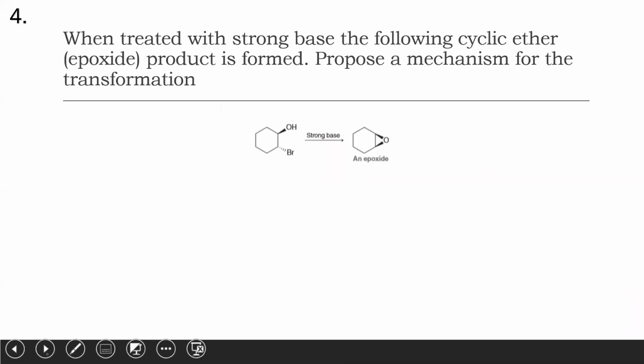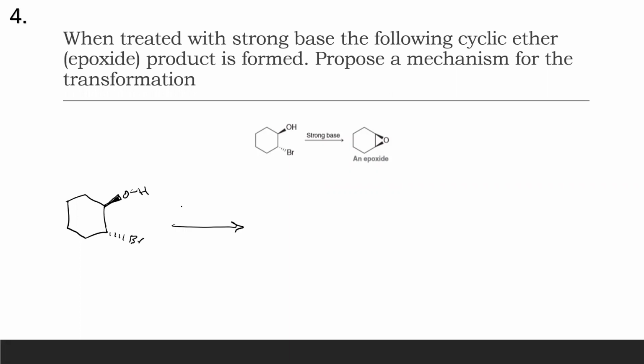Okay, question 4. When treated with strong base, the following cyclic ether product is formed. Propose a mechanism for the following transformation. Okay, this one's a little bit different. And this is another reaction that you'll go over in chapter 13 next semester. So essentially you have this halohydrin.